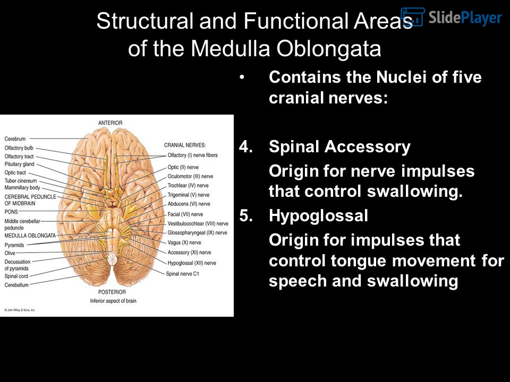Structural and functional areas of the medulla oblongata. Contains the nuclei of 5 cranial nerves. Spinal accessory: origin for nerve impulses that control swallowing. Hypoglossal: origin for impulses that control tongue movement for speech and swallowing.